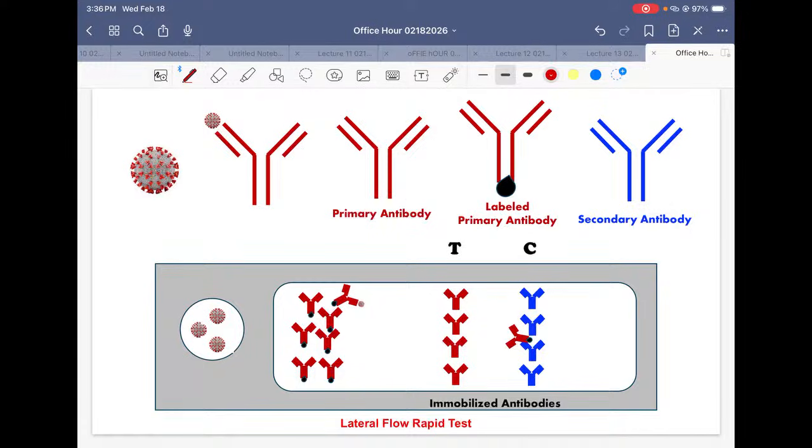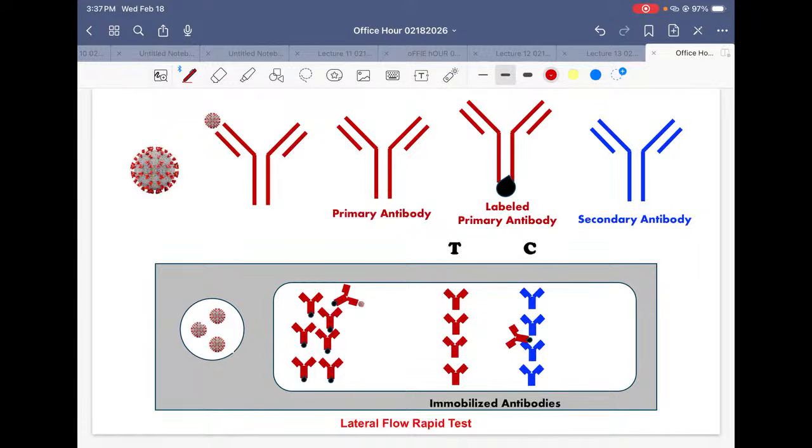So here both of them are going to be immobilized. They're going to make this line. That's the line that we look at there. It's the same thing as a pregnancy test, right? A line there, and you have to have two lines because one is the control.